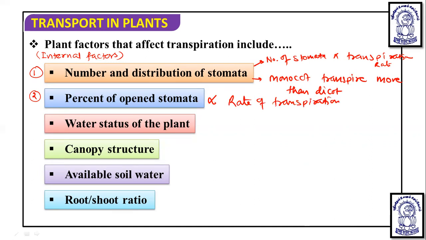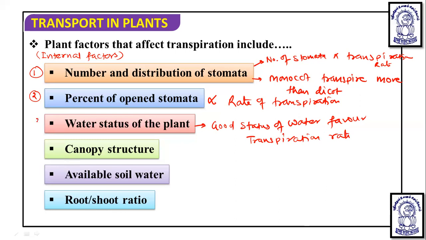The water status in the plant matters: if there is more water in the plant, then transpiration will occur. We know that less than 1% of the water reaching the leaves is used in photosynthesis and plant growth, and most of the absorbed water is lost through transpiration. Thus, a good status of water favors the transpiration rate.